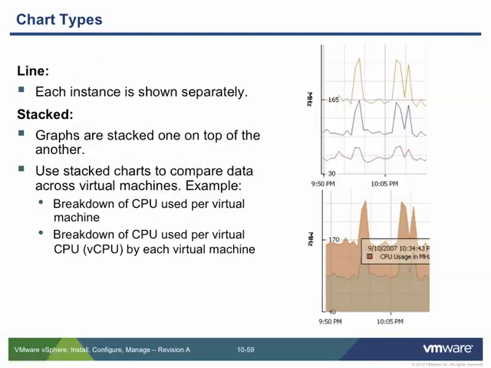So there's different types of charts, as I mentioned. There's line, there's stacked, and you can actually do stacked by virtual machine as well. And this is not a class on statistics. I think you guys can figure this out. But the stacked allows you to do a side-by-side comparison and look at different hosts, compare different hosts within a cluster, or compare different virtual machines within a particular host.